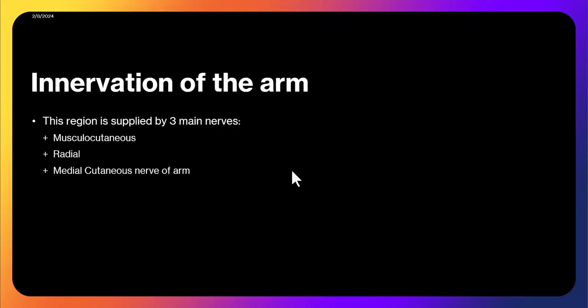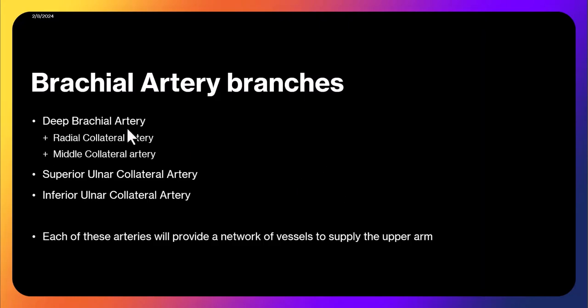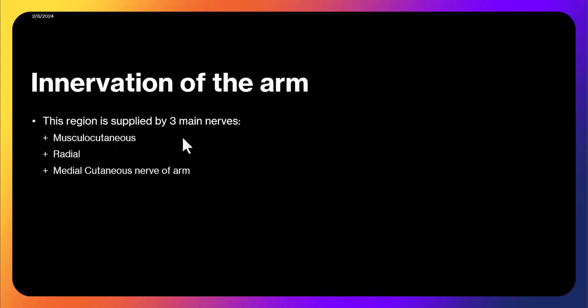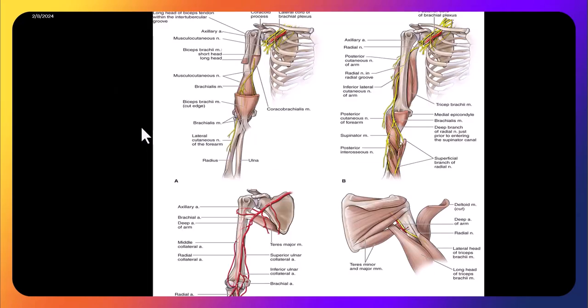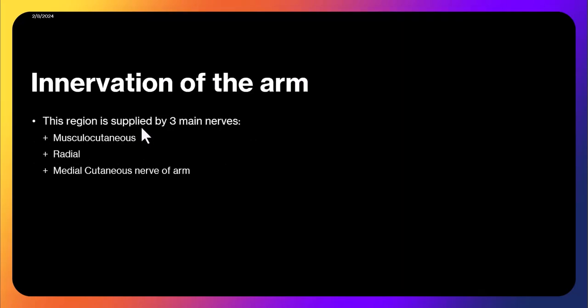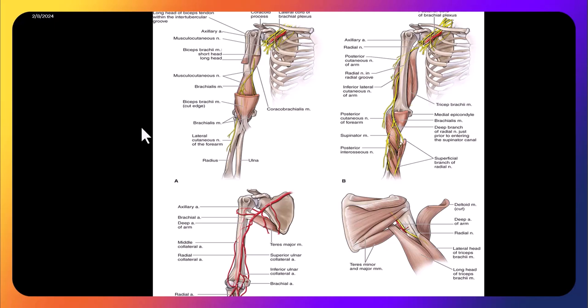Okay, so quick and easy introduction on this one. Again, as we go through, it's important to know the branches of the brachial artery. These are your main branches here, and then the subsequent branches off of the deep brachial artery. From here, it's really important to know the roots of each of the nerves, as well as what they innervate, both motor and sensory. The last one we didn't mention was the medial cutaneous nerve of the arm.